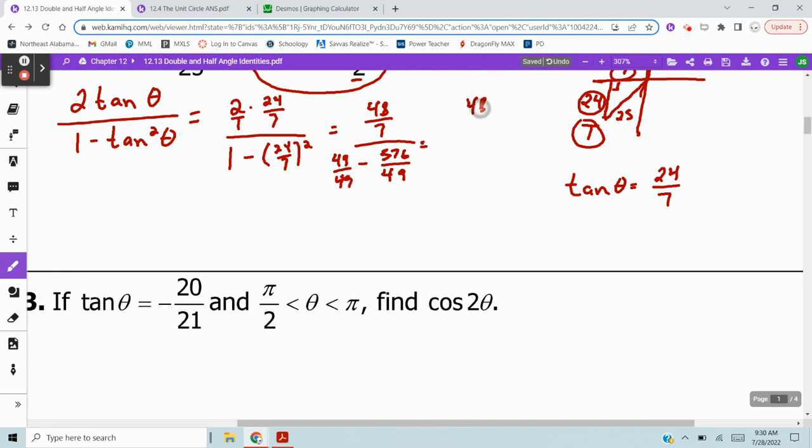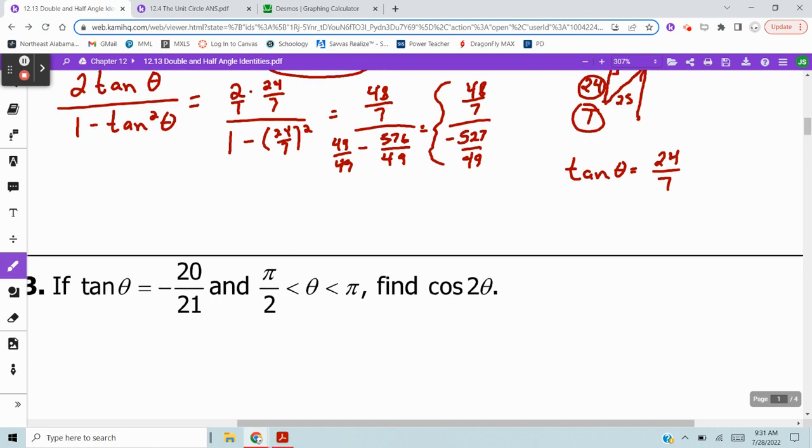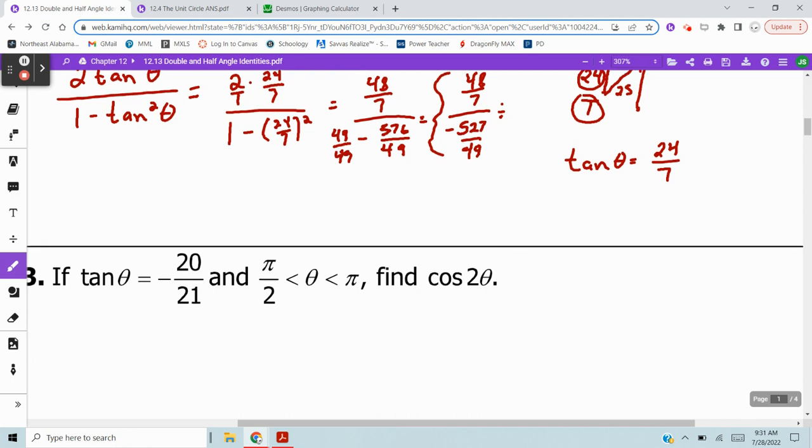So on top, we're going to leave our 48 over 7. On bottom, we now have negative 527 over 49. And again, we have what we call a complex fraction. So what we're going to do, again, this is the division. So to divide two fractions, we're going to flip the second one and multiply. So we now have 48 over 7 times 49 over negative 527.